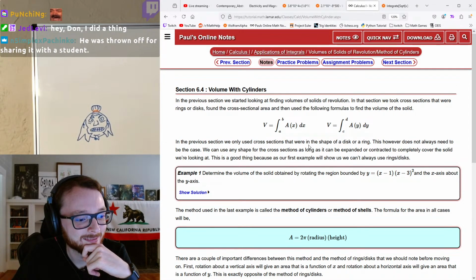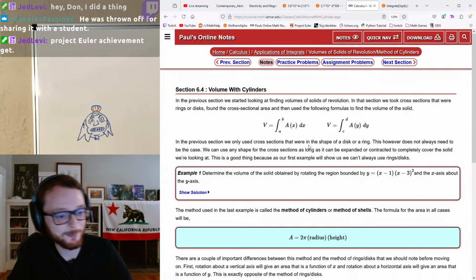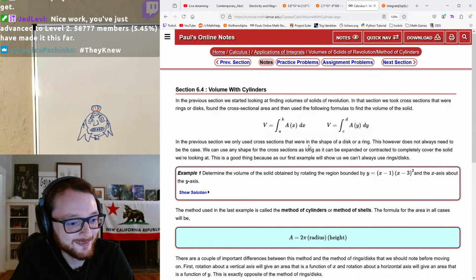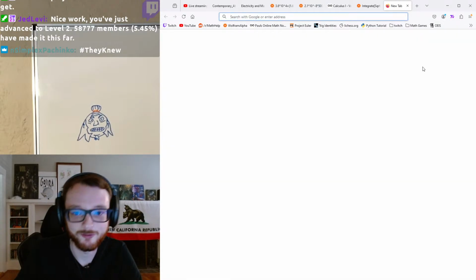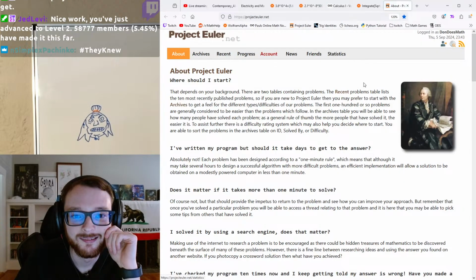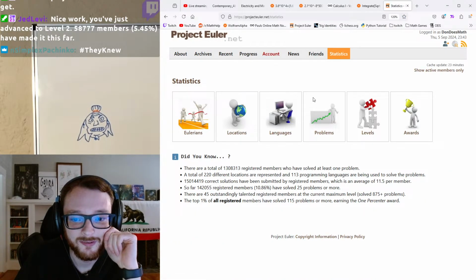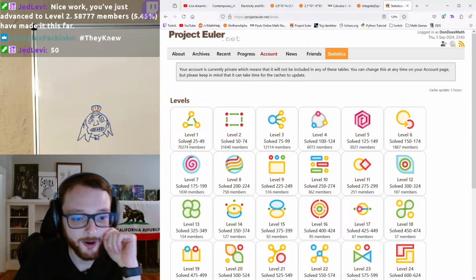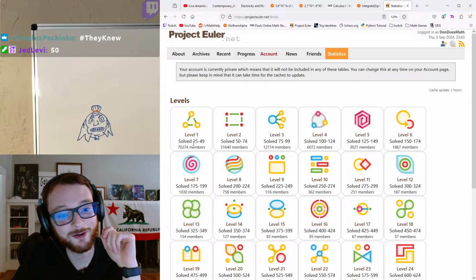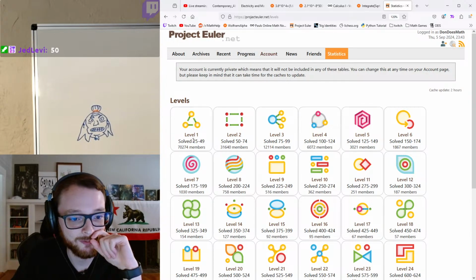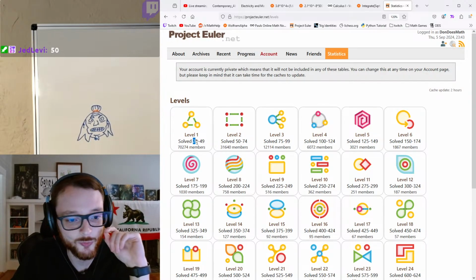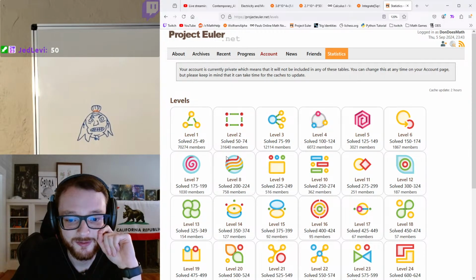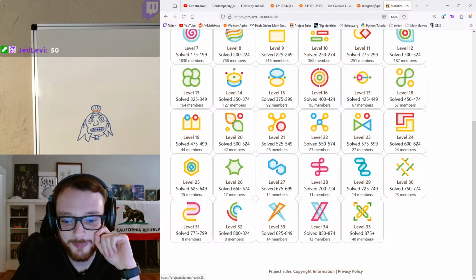Project Euler achievement get. Level 2? Only 5% of people have made it that far. Wow, that's crazy. How many do you need to get to level 2? Stats? Levels. Oh. You don't even start at level 1. You start at level 0. You're not level 1 until you solve 25 problems. 40 people have maxed out their level, wow.